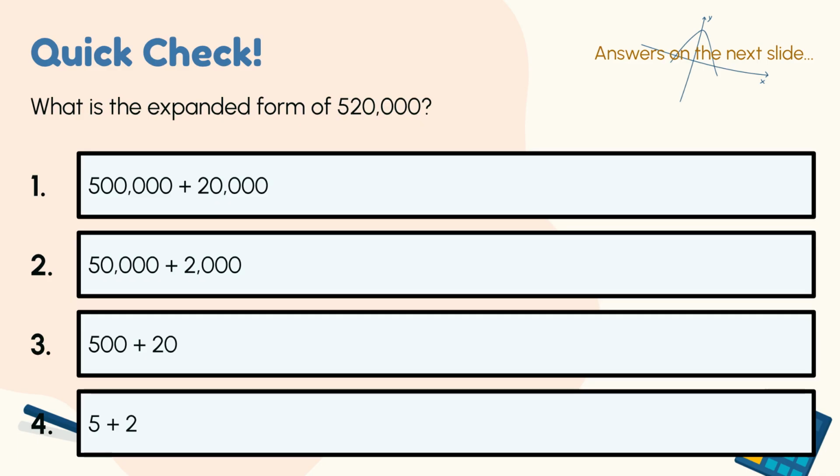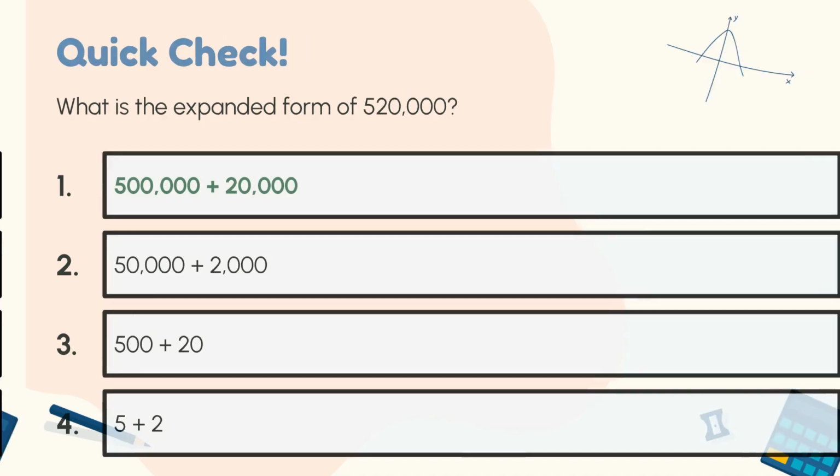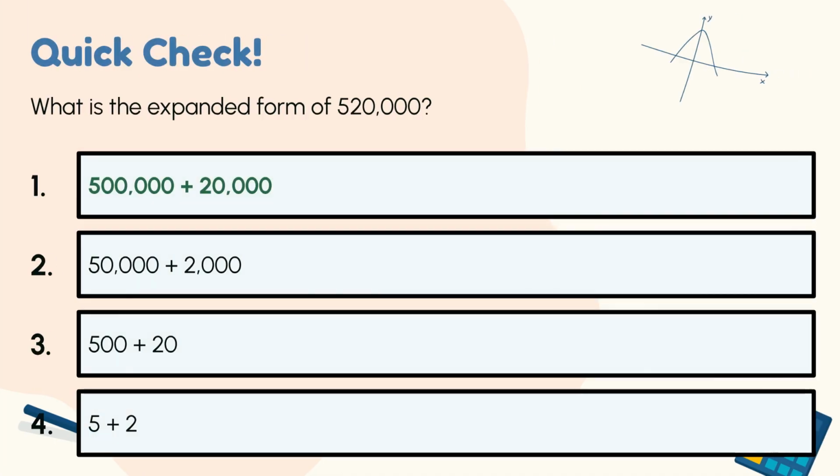Let's do a quick check. What is the expanded form of 520,000? Pick the best answer. The correct expanded form for 520,000 is 500,000 plus 20,000. Great job if you got it right.